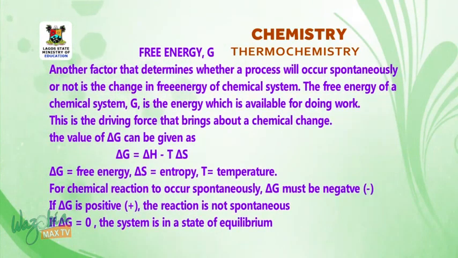Free energy. Another factor that determines whether a process will occur spontaneously or not is the change in free energy of a chemical system. The free energy of a chemical system, G, is the energy which is available for doing work. This is the driving force that brings about a chemical change. The change in free energy is given as delta G equals delta H minus T delta S, where delta G equals the change in free energy, delta S equals the change in entropy, and T equals temperature. For a chemical reaction to occur spontaneously, delta G must be negative. If delta G is positive, the reaction is not spontaneous. And if delta G equals 0, the system is in a state of equilibrium.